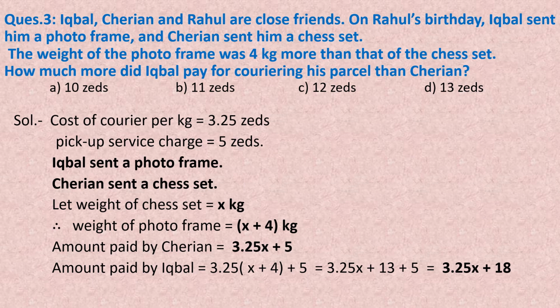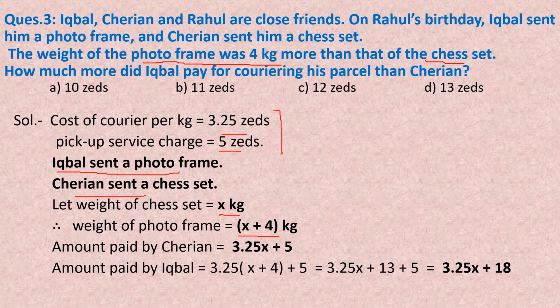So now in this question, it is given that on Rahul's birthday, his two friends Iqbal and Charyan sent him birthday gifts, right? Iqbal sent him a photo frame and Charyan sent him a chess set. And other charges are the same only. Cost of courier per kilogram is 3.25 Zs and the pickup service charge is the same 5 Zs. Right. Now weights are also given. It is given the weight of the photo frame was 4 kg more than that of the chess set. So let the weight of the chess set be x kilogram. Therefore, the weight of the photo frame will be x plus 4 kilogram. Right.